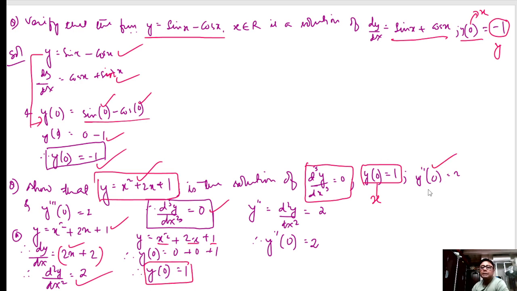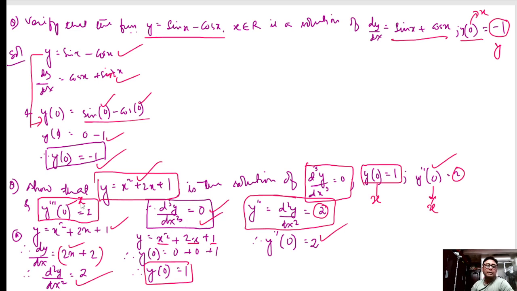In y double dash, if I put x as 0, the answer should be 2. So let's check. This is y double dash, differentiating it. If I put 0, y double dash comes to 2. At whatever value of x you put, it comes to 2. So this is correct. And y triple dash, in place of x, if you put 0, you will get 0. So let us see. In the triple dash, we are getting 0. This should be the thing.